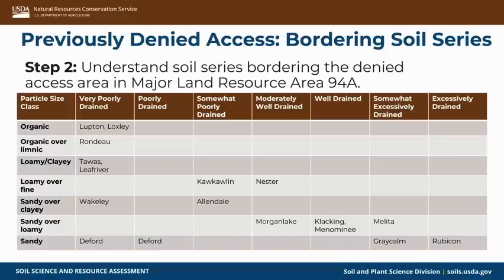So while looking at this Roscommon County legend and specific series bordering the denied access area, these are all the series that we found. We're going to organize them by drainage class as well as particle size class, because those are two defining characteristics to help us choose a series out in the field. Particle size classes can vary, as you can see, from organic all the way to sandy, very differing and contrasting. Very poorly drained, as you can imagine, is wet. I will show you a picture in a bit. And excessively drained is going to be on those upland areas. Very sandy in texture and much quicker and faster to dig through.